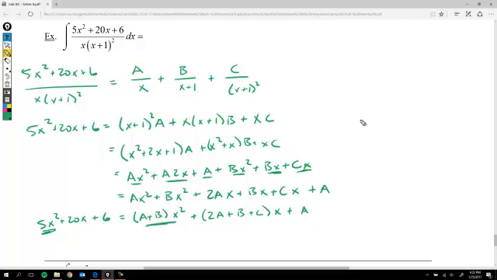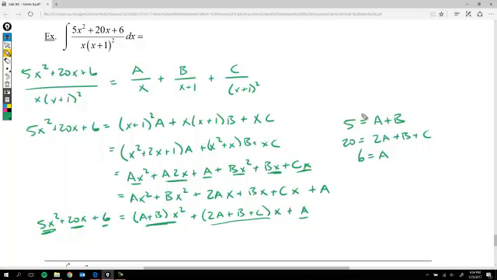Right, so now I can set up a system of equations. So I know that 5 is equal to A plus B. Okay, if I look at my just linears here, I see that 20 has to be equal to 2A plus B plus C. So I'm just setting my coefficients equal to each other. Right, and then last, I see that my constant has to be equal to my constant. So 6 has to be equal to A, which is real nice. That tells us one of our constants right away. Okay, so I know that A equals 6.